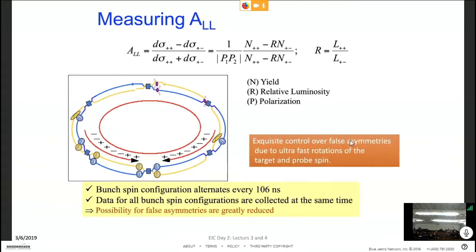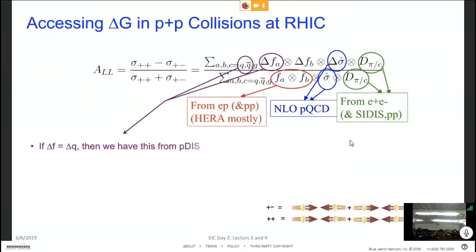So we have exquisite control over the false asymmetries due to ultra-fast rotation of target and probe spin. Now, getting back to the double longitudinal asymmetry, we are measuring pi pluses, pi minuses, and direct photons, for example, coming from pp scattering, and you start making these ratios of cross-section asymmetries.